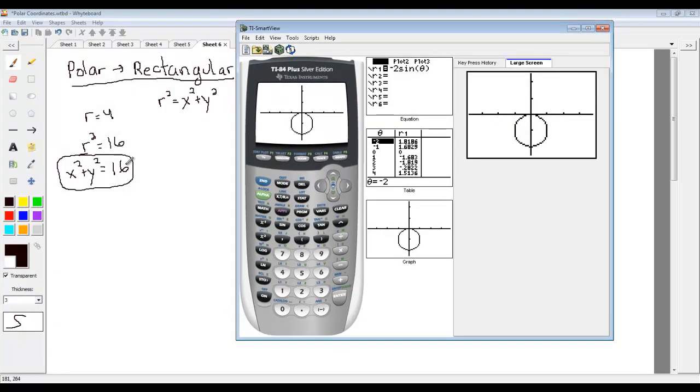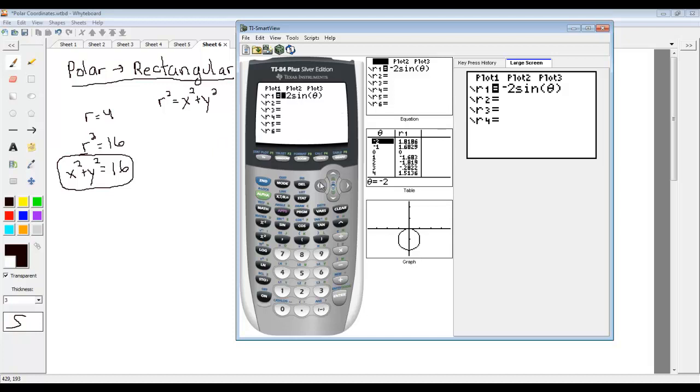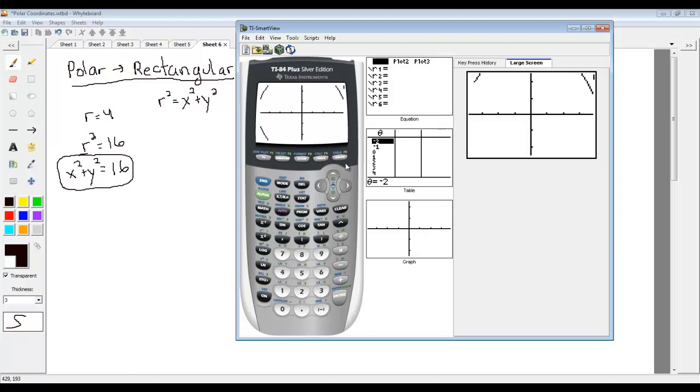This one you should recognize from algebra. Circle with center at the origin, radius of square root of 16, or 4. Well, if you go back here and just type in 4 and hit graph, zoom out a little bit. There's your circle, centered at 0, 0 with a radius of 4. Voila.